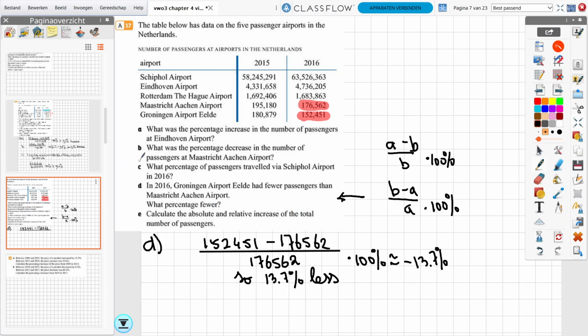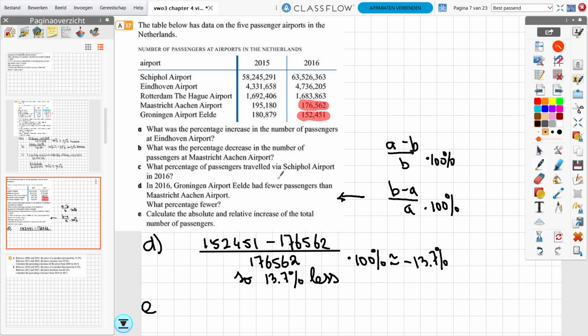It's not a decrease here, right? Decrease means that you're comparing one thing over time. Here we're comparing two things with each other. So you could say that Groningen Airport Eelde has 13.7% fewer passengers than Maastricht-Aachen Airport. Okay? Then E.